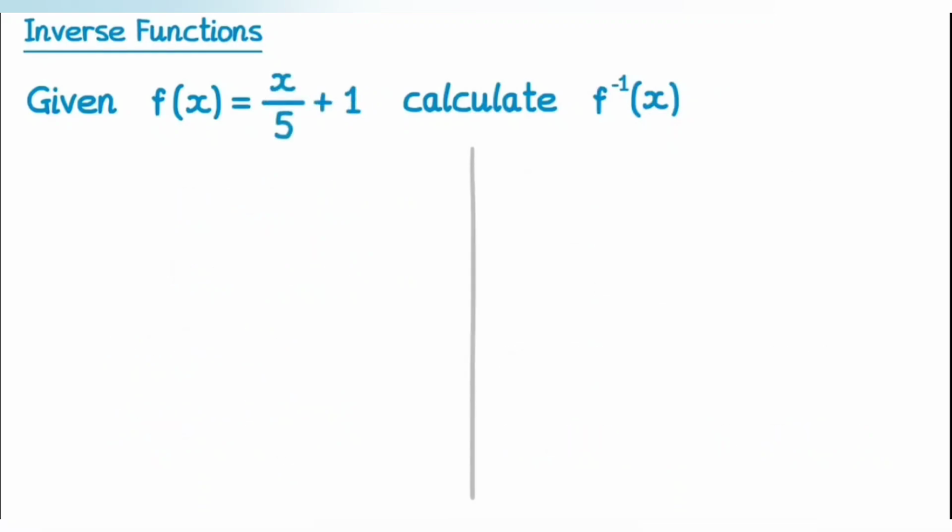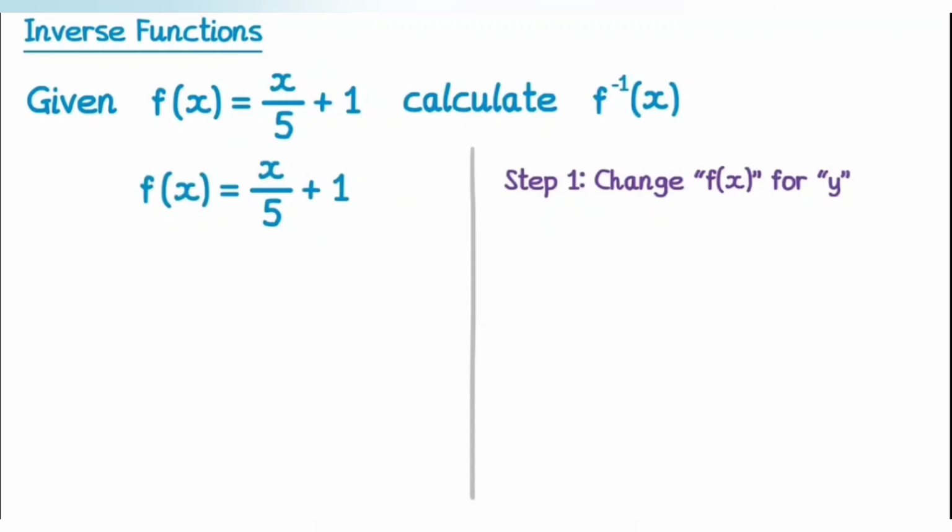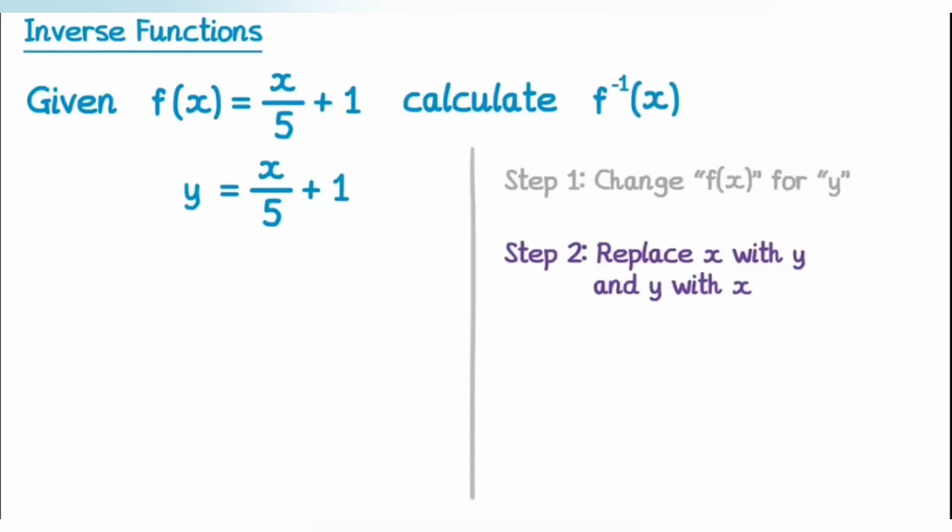Let's try this with a second example. So we're going to go through the same steps. We're going to change f of x into y first. So let's replace the f of x with a y. And then on to step 2, we're going to change all of the x's with y's and all of the y's with x's. So instead of y equals at the beginning, it's x equals. And then instead of x over 5, it's y over 5, and then plus 1.